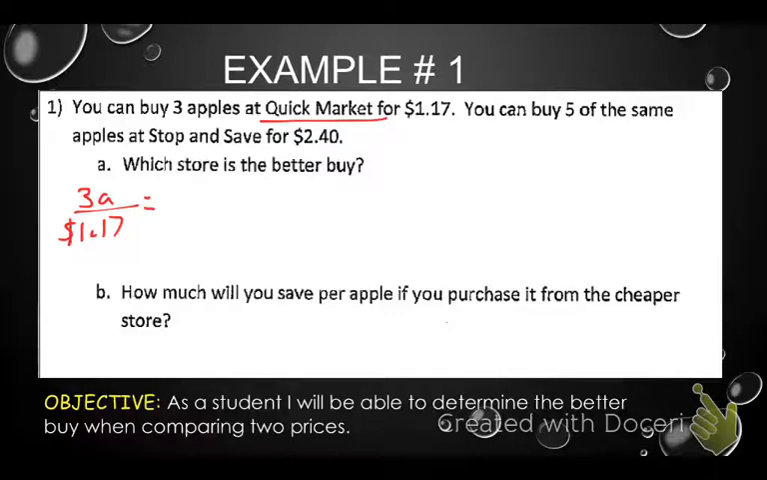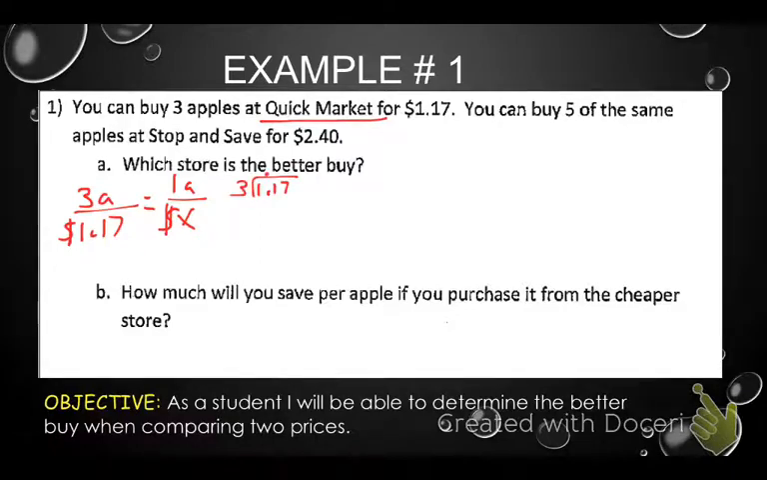And then, when we talk about a unit rate, we want to solve for 1. Well, in this particular case, to figure out which one's the better buy, we need to see how much it is for each apple. So we're going to go ahead and put 1 apple, and that's going to be X dollars. So, how do we solve it? Well, we're going to cross multiply and divide. $1.17 times 1 is $1.17 divided by 3. So let's figure out how much it is per apple. So let's go ahead and divide by 3.